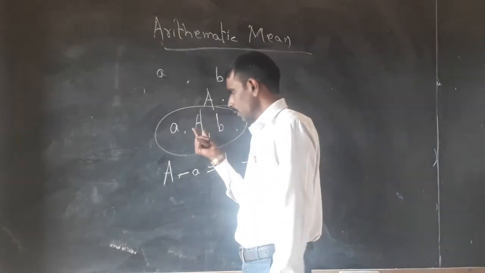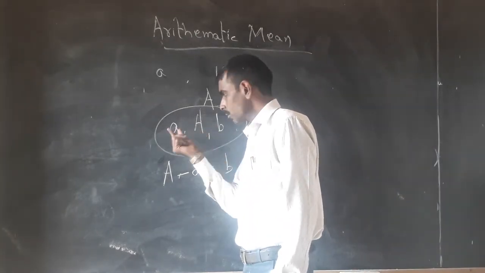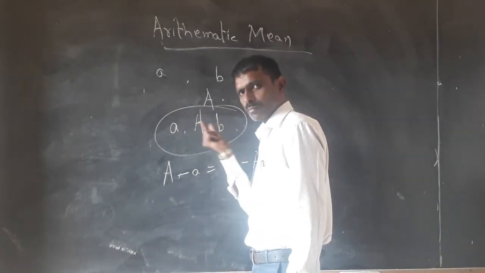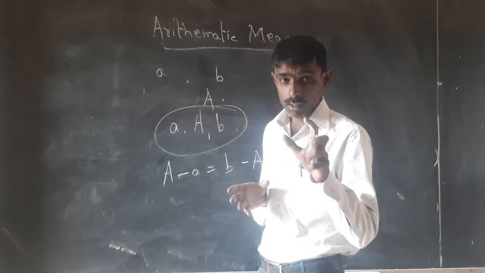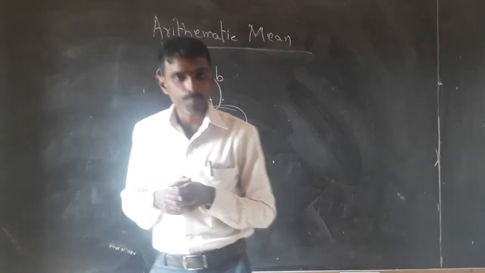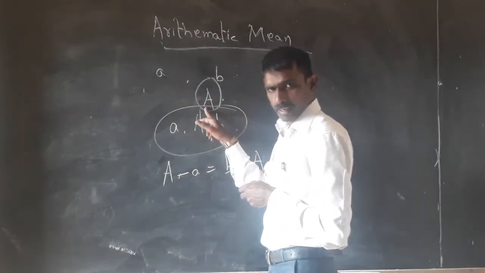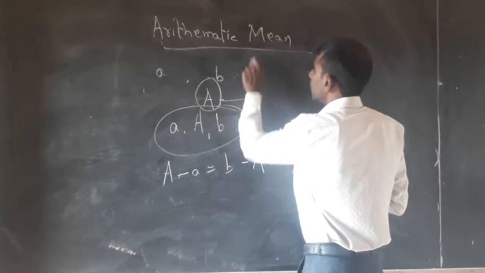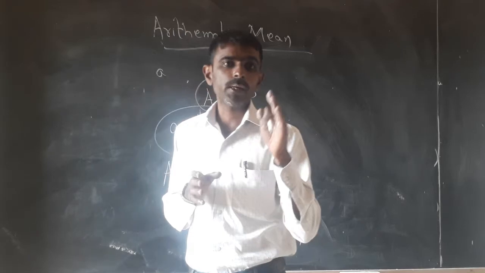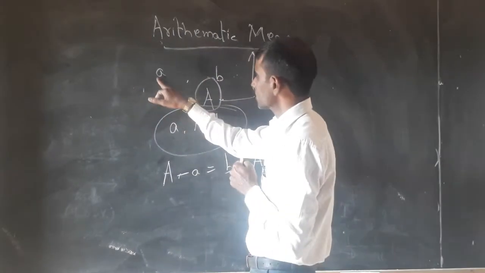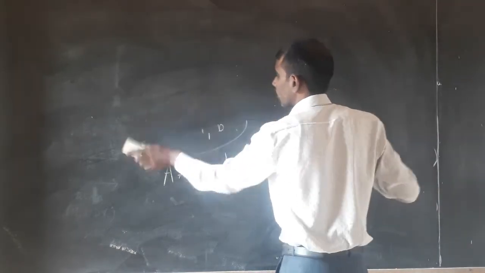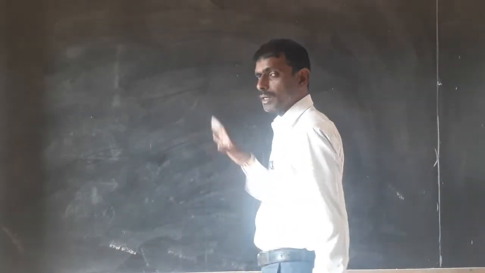That is, the difference between the second term and the first term will be equal to the difference between the third term and the second term. This number A is said to be the arithmetic mean between these two numbers a and b. And now what will be the formula to find the arithmetic mean?